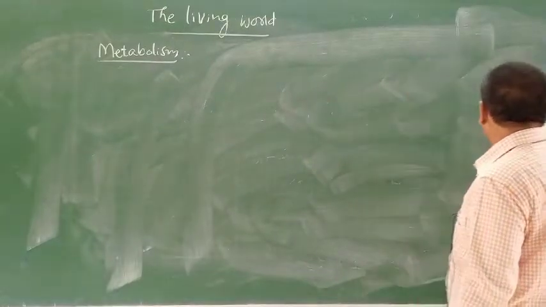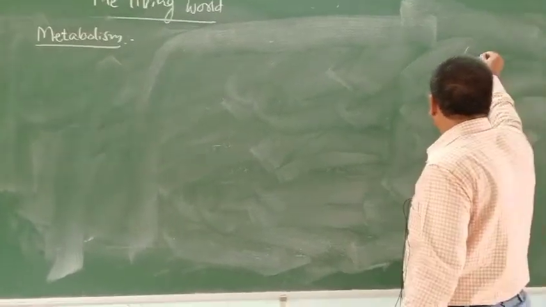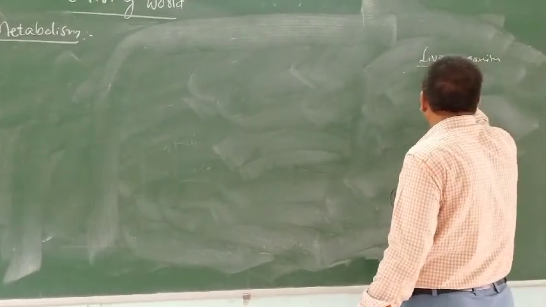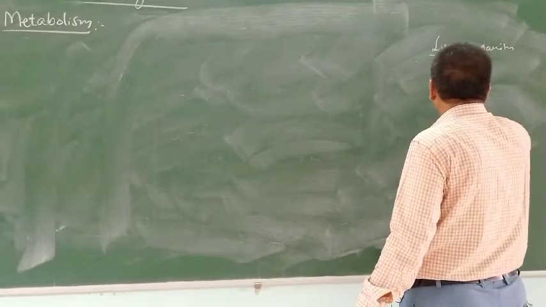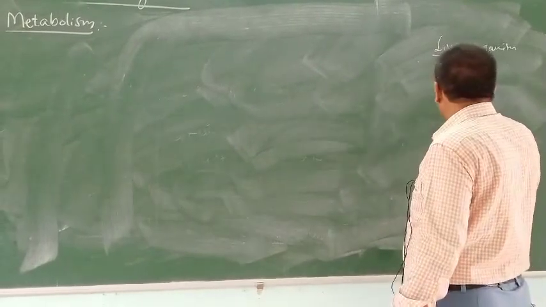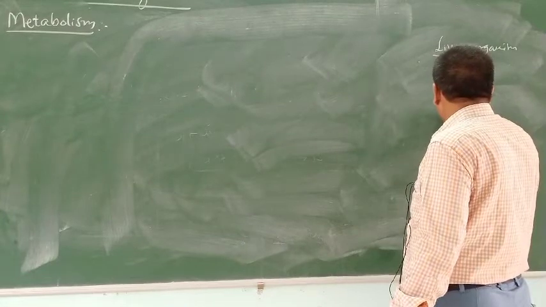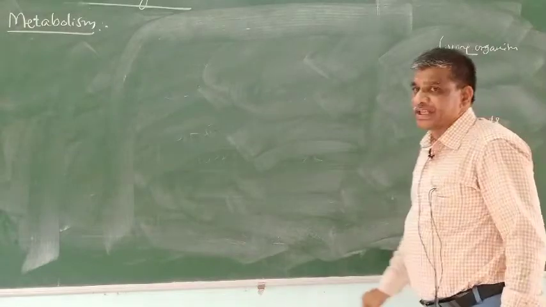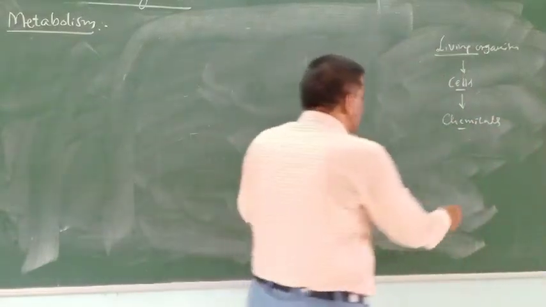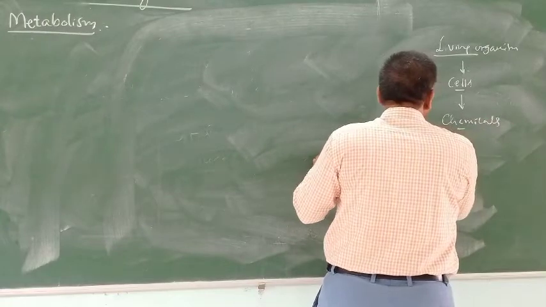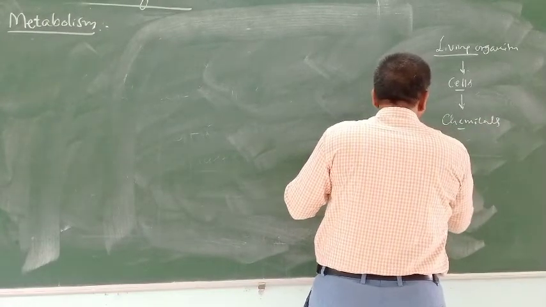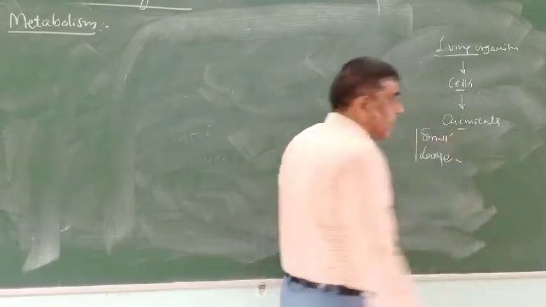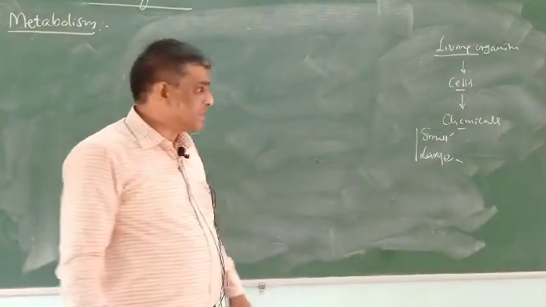Basically, I told you already, every living organism is made up of cells. Every living organism is made up of cells, and cells are made up of various chemical substances, nothing other than this. What kind of chemical substances are present? They may be small or they may be large, which are present in their body.